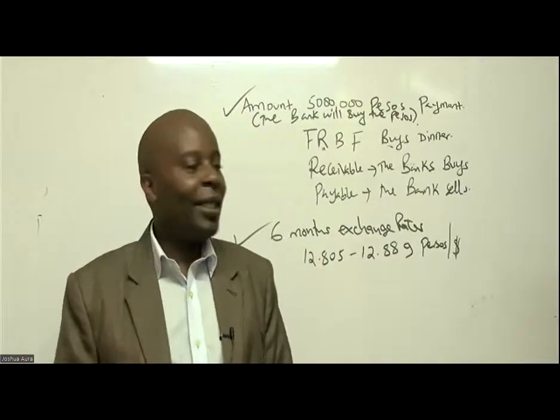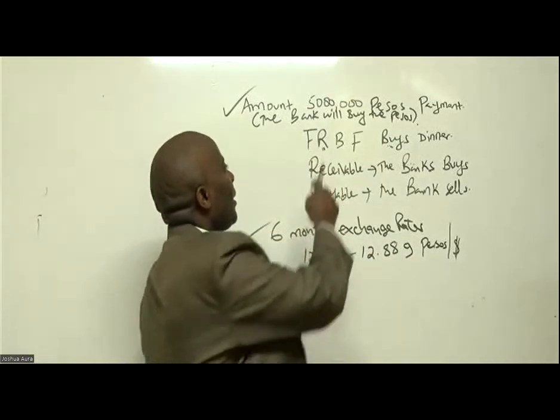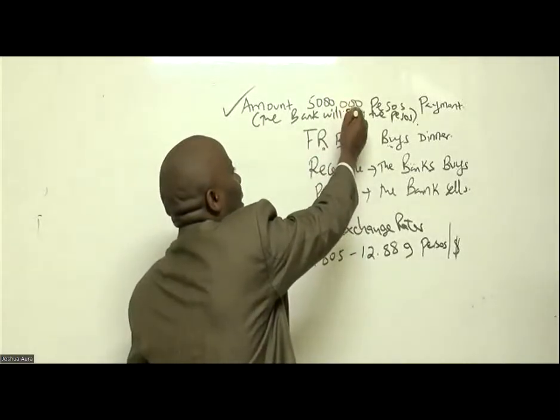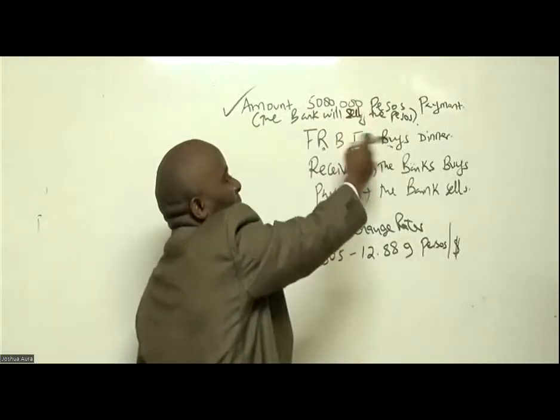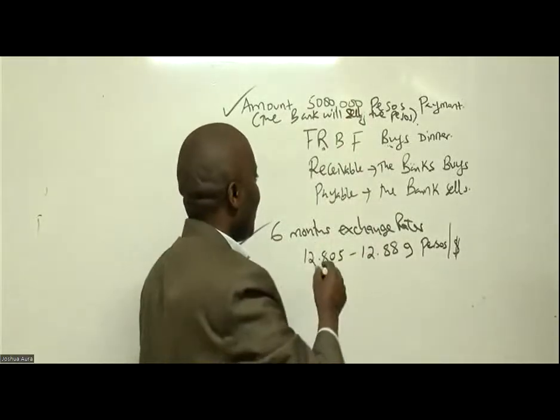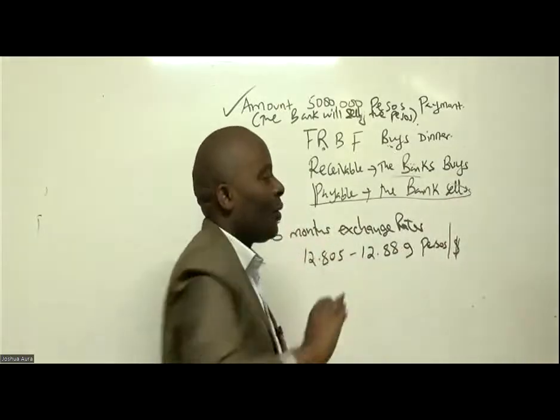I can see these are payments. Sorry, I made a mistake here. This is a payment, so the bank sells. Thank you very much, Jamie. Yes, it's a payment. Sorry for that. The bank will sell. It's a payment, it's a payable. Please, in this case, you can even highlight this: the bank sells.